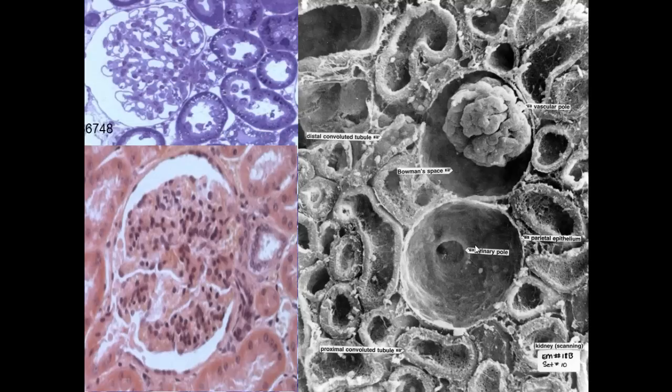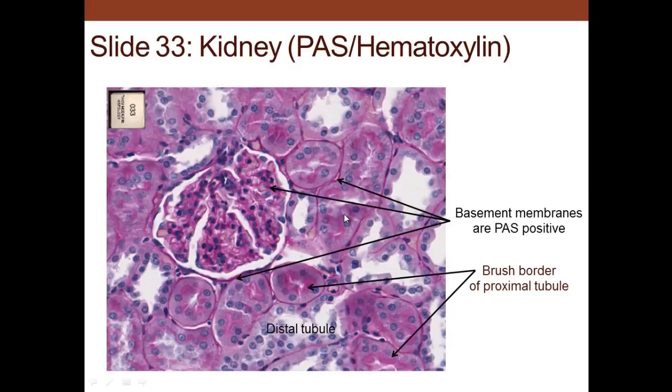This is the urinary pole, so this is the same as that. The urinary pole, and maybe the vascular pole is where it's attached up here. Bowman's space and the renal corpuscle, and these mostly are proximal convoluted tubules.